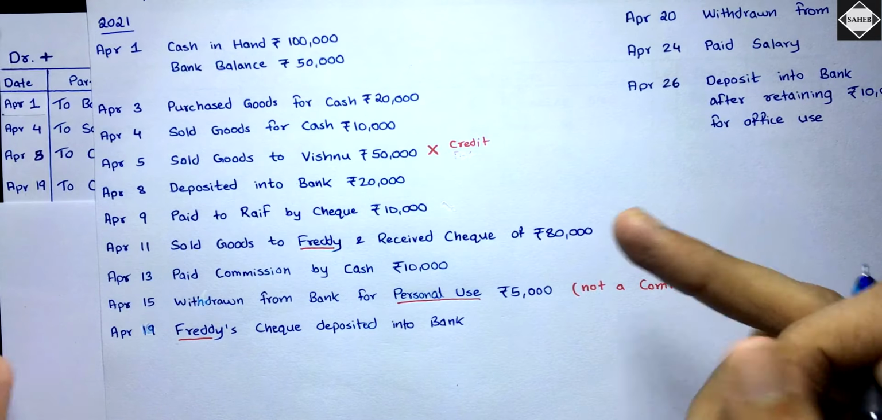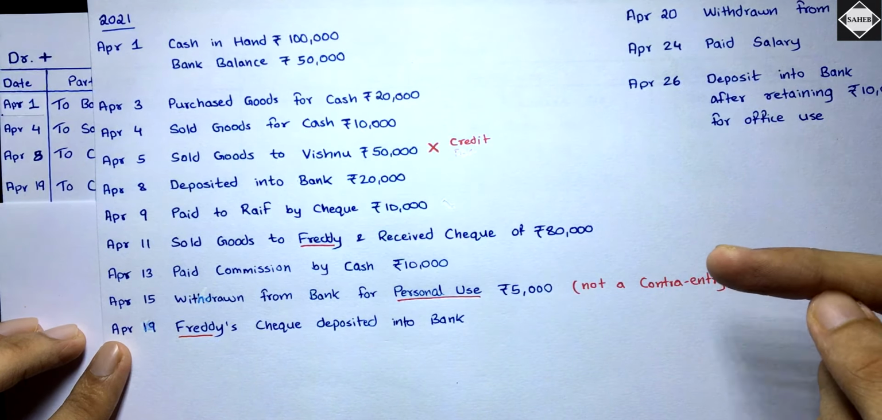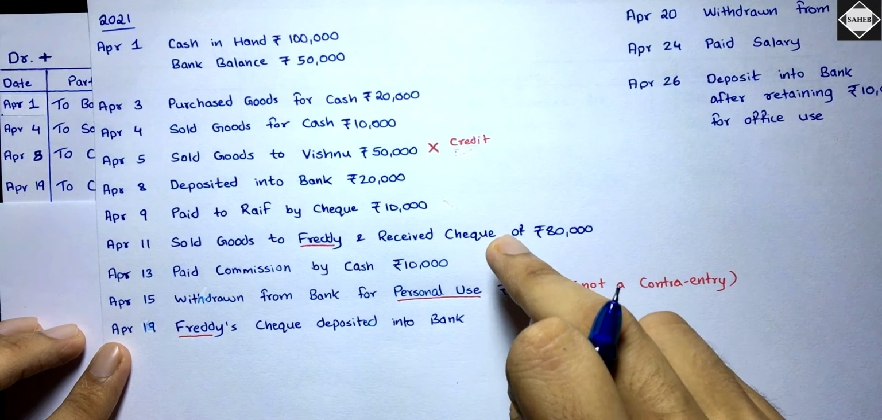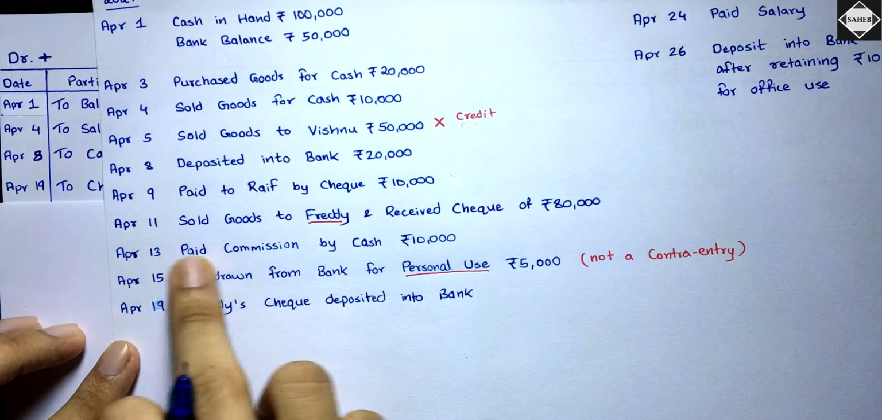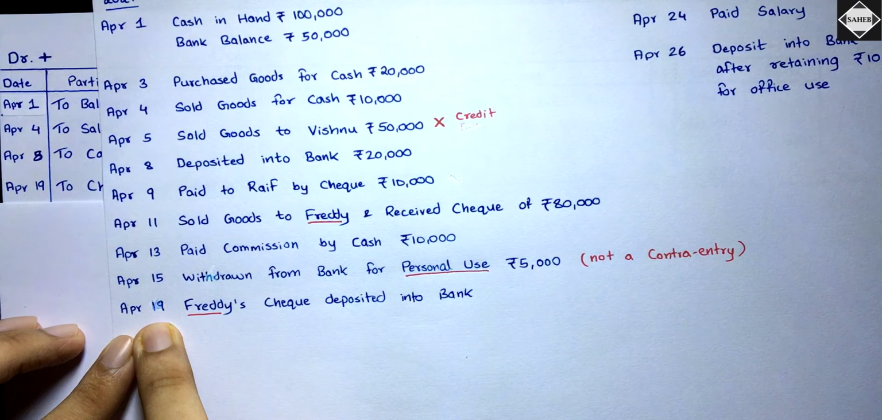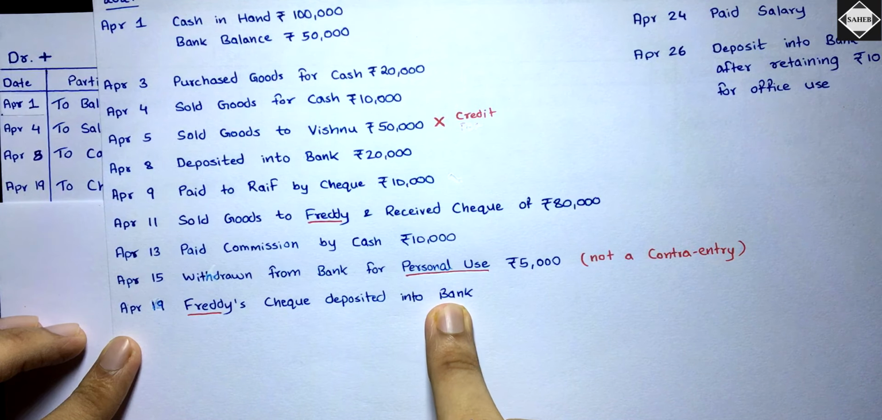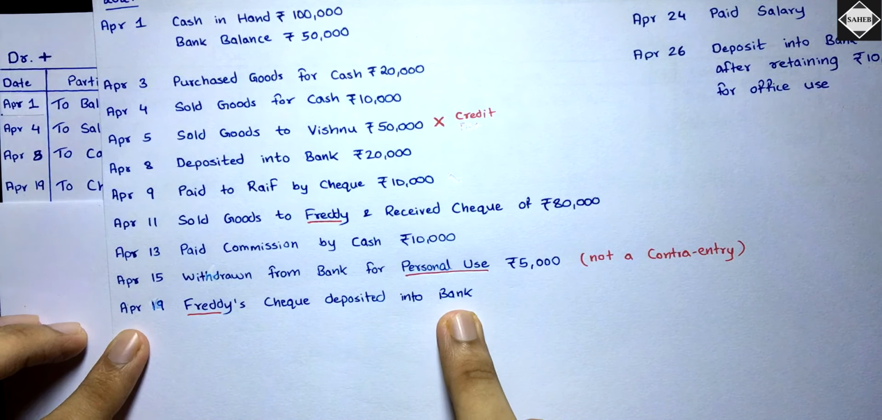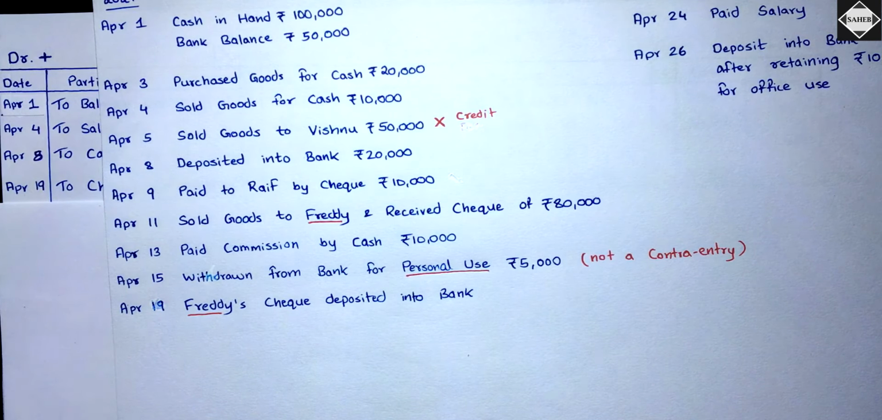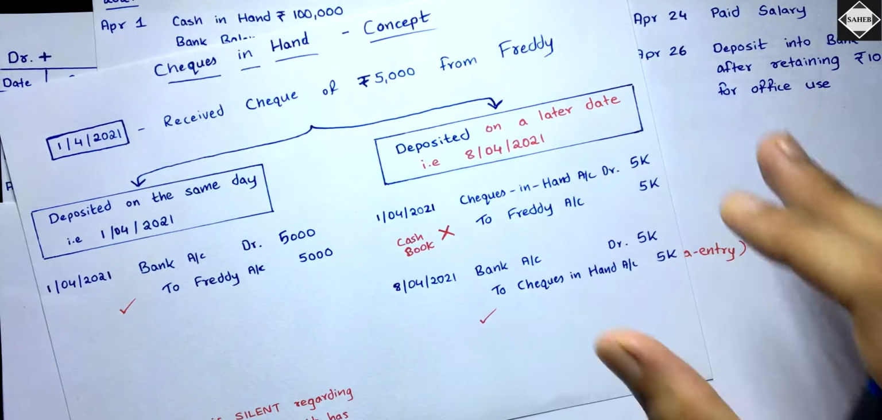Then what you have to do? Just look below, at the next transactions, till the end, and see whether they are mentioning anything regarding this. See here, April 13, nothing. April 15, no. April 19, they are saying Freddy's check deposited into the bank. What does this mean? It gives you the idea that the check has been deposited at a later date. So this is case two, deposited on a later date.